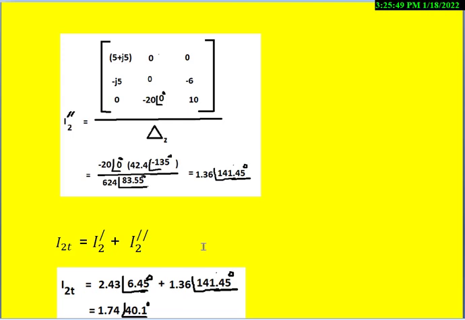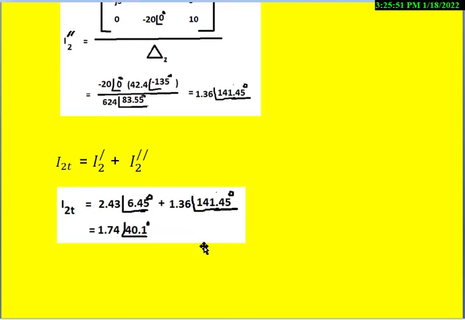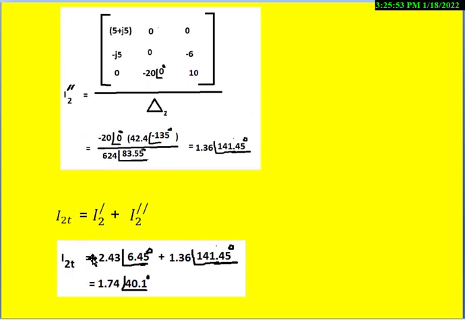Once we add I2 dash and I2 double dash, that is the total current flowing through the 2 plus J3 ohms. We write it like this and call it I2T. Adding those two, we get 2.43 at an angle of 6.45 degrees plus 1.36 at an angle of 141.45 degrees. The resultant will be 1.74 at an angle of 40.1 degrees.